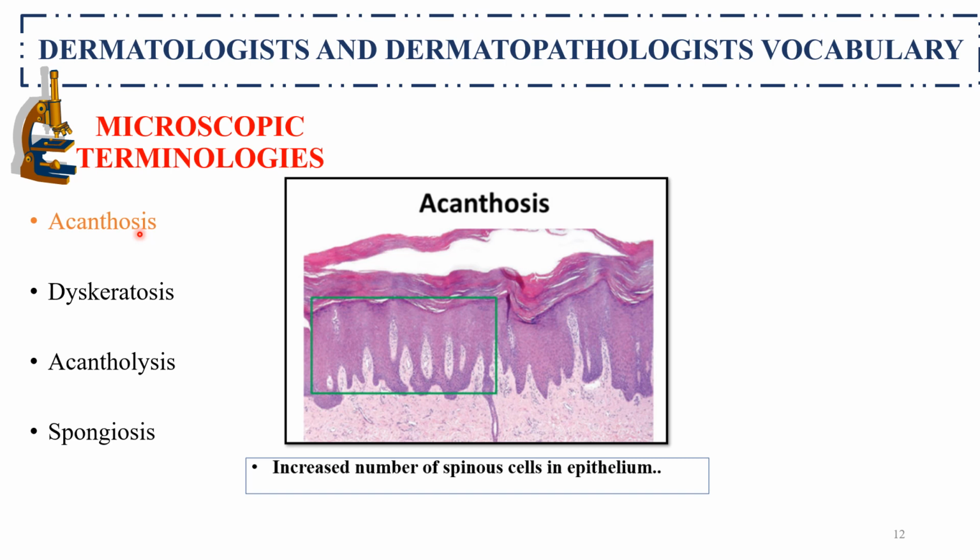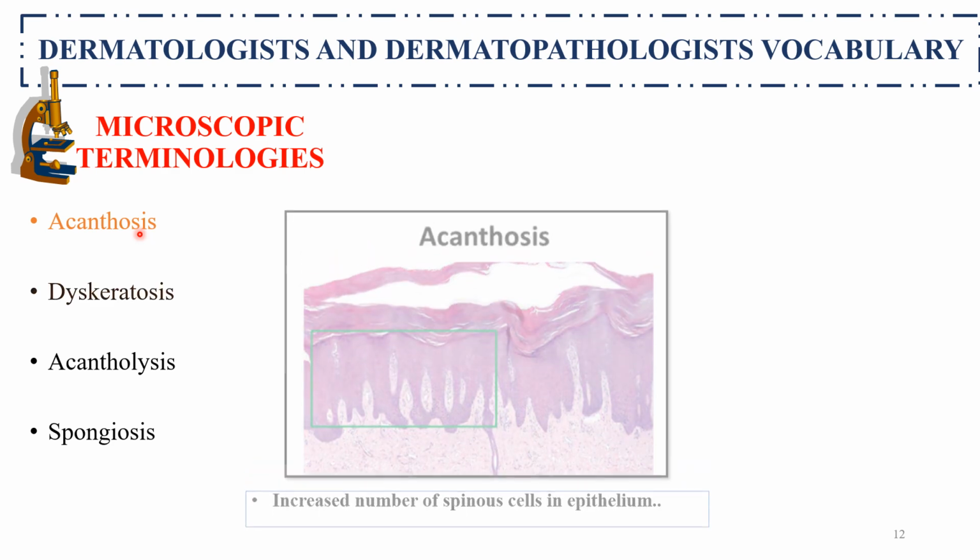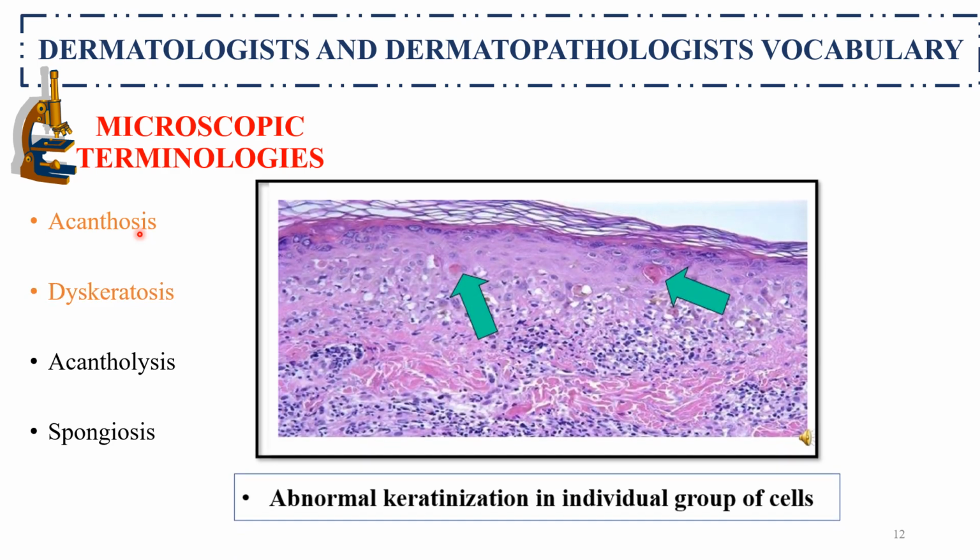In the process of keratinization, the basal cell undergoes sequential differentiation and finally forms a keratinized cell. So any abnormalities in this process lead to formation of a keratinized cell in any part of the epithelium, whether it could be stratum basale, stratum spinosum or stratum granulosum. The process of abnormal keratinization of either an individual cell or a group of cells is known as dyskeratosis.